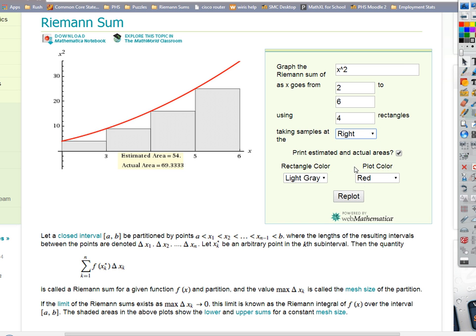So let's do that. Let's pick the right ones. And now we get an area of 86. So if we were to average 54 and 86, what do we get? Somebody, what's 54 plus 86 divided by 2? I bet it's about 70, huh? I think it is, isn't it?